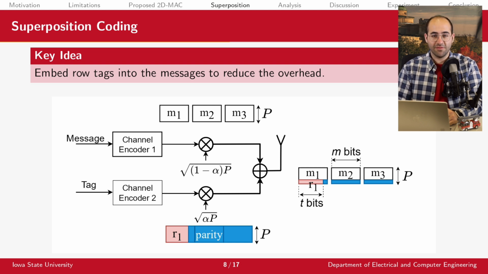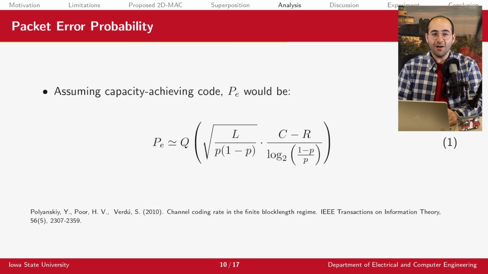Then we allocate a fraction alpha of the transmit power to the row tag and 1 minus alpha to the row messages. Note if alpha is 0, this scheme will be similar to 1DMAC. Now let's discuss the theoretical analysis.